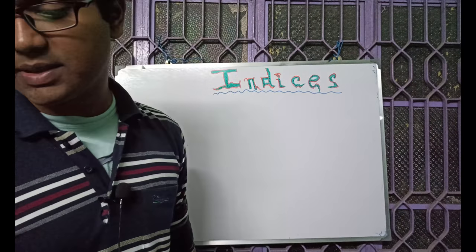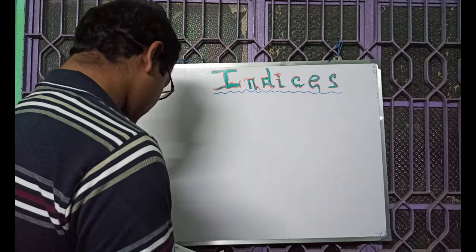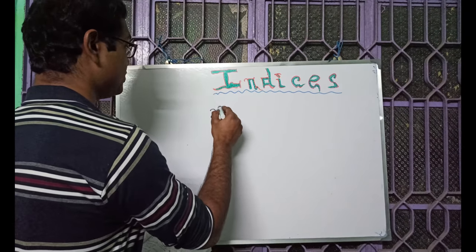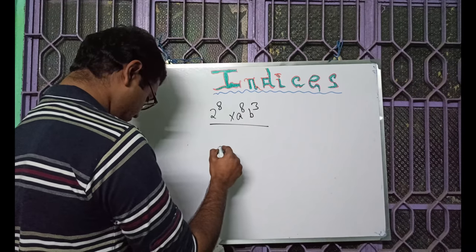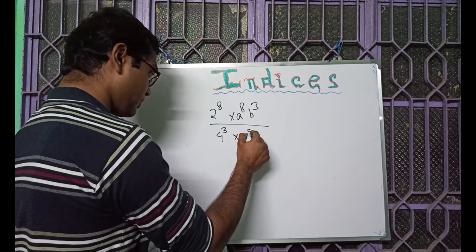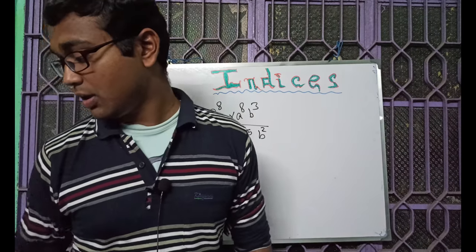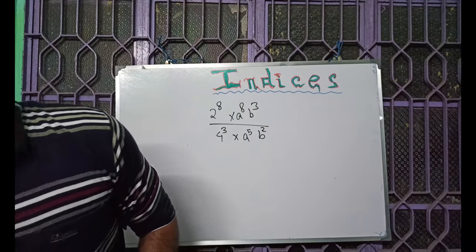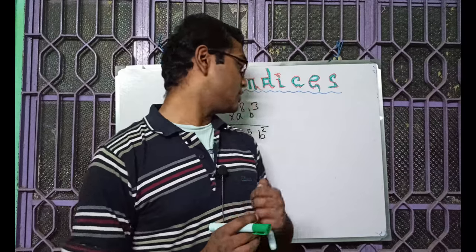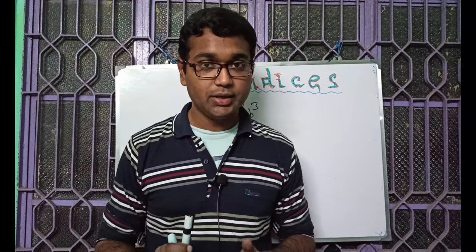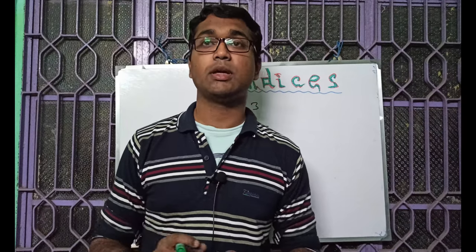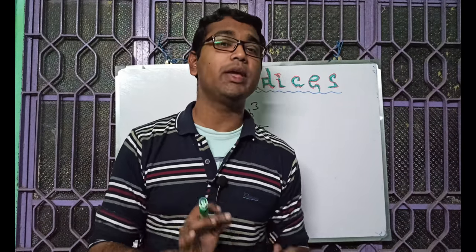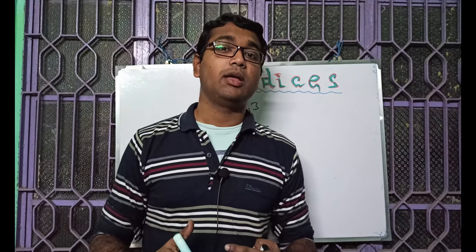So there is one question of simplification. I'm doing that first. It is saying 2 to the power 8 into a to the power 8 b cube, then 4 cube into a to the power 5 b square. See, this is a very simple problem, and for those who have already understood indices, this is nothing, but still I'm doing it because this video is not only for good students, but also for those who are a little bit weaker in mathematics. But I am here. If you follow my videos, you will start to love mathematics, right?